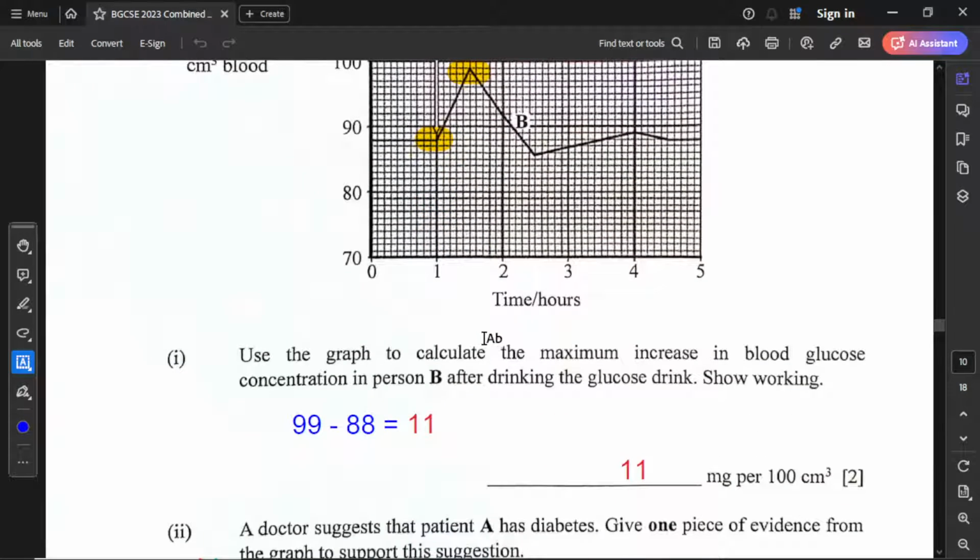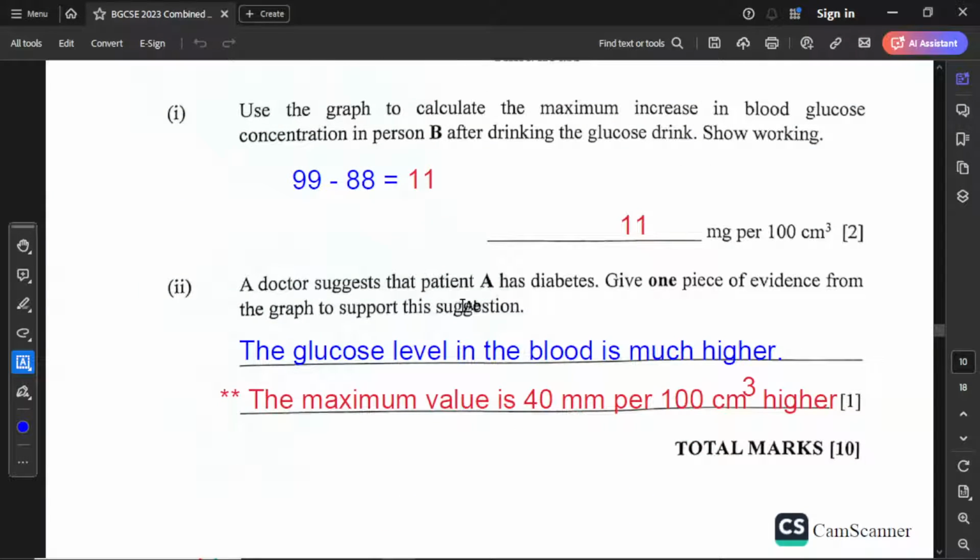All right, so use the graph to calculate. No, sorry, but last year here I'm at right. So the last part here said no.